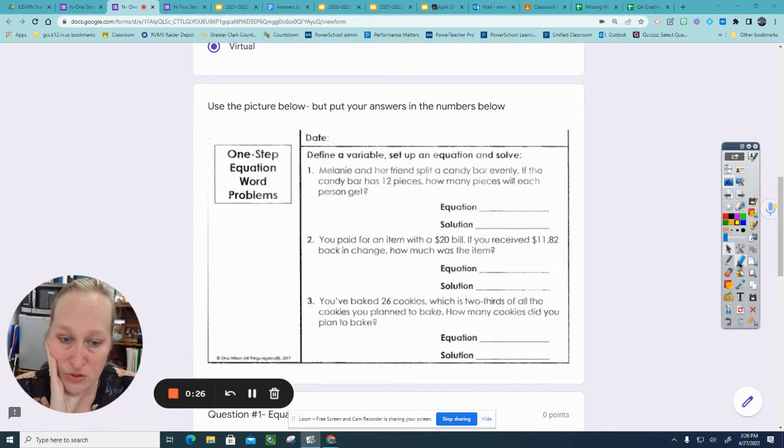So the first thing that we're going to do is read the problem. Melly and her friend split a candy bar evenly. If the candy bar has 12 pieces, how many pieces will each person get? So it has 12 pieces, and there's only 2 people. So basically that tells us that they split it in half. So our equation will be either 1/2 x.